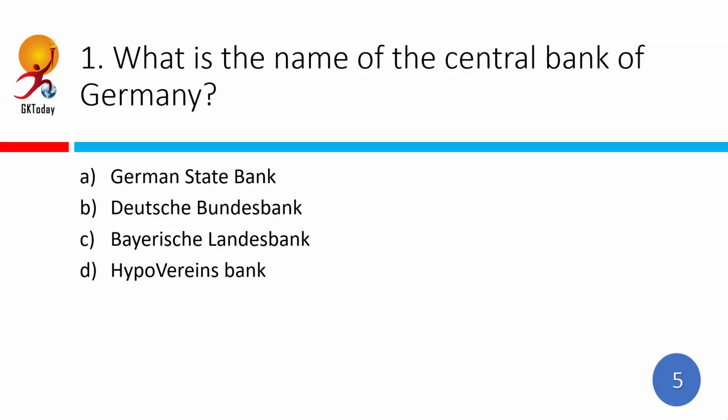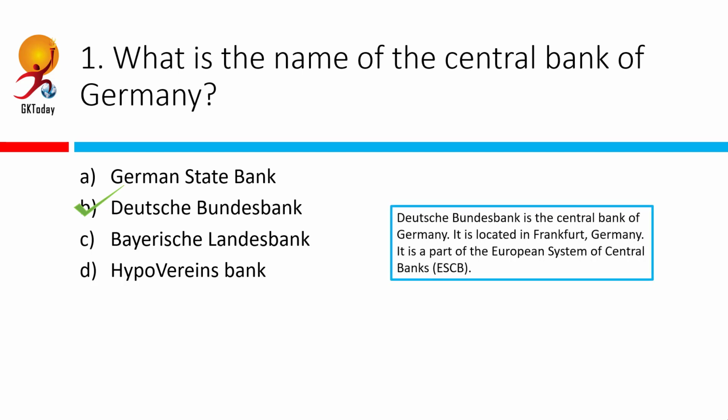What is the name of the Central Bank of Germany? Your time starts now. Correct answer is Deutsche Bundesbank. So Deutsche Bundesbank is the central bank of Germany, and like RBI is to India, this is the bank for Germany which makes all money related decisions for the country. It is located in Frankfurt and it is also a part of the European system of central banks.